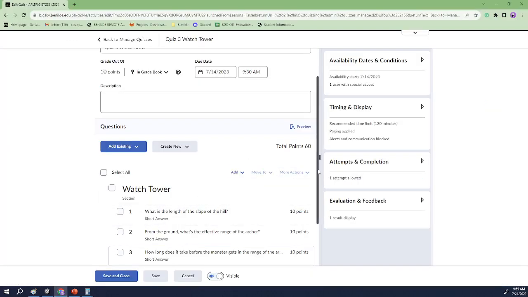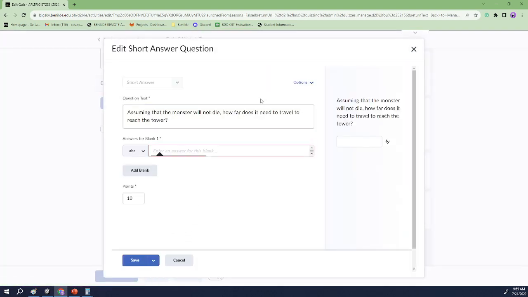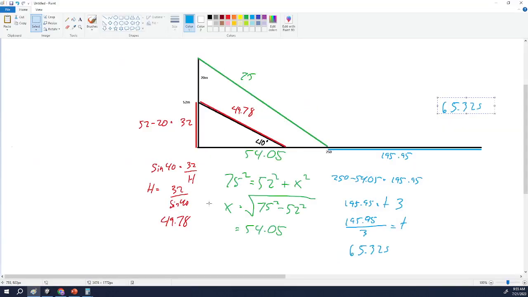No questions? Okay. Assuming that the monster will not die, how far does it need to travel to reach the tower? The given here is that it spawned 250 meters from the tower. But we did not take into account this slope. So the actual distance is from the spawn point to here, and then the slope here.